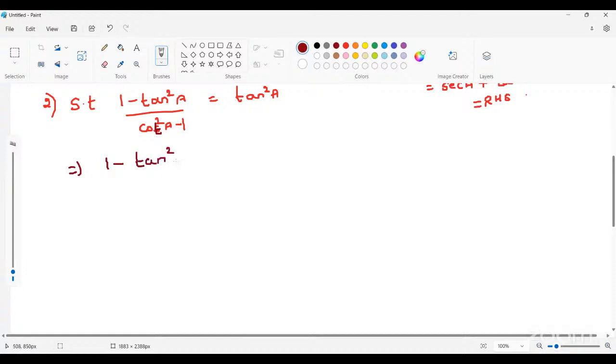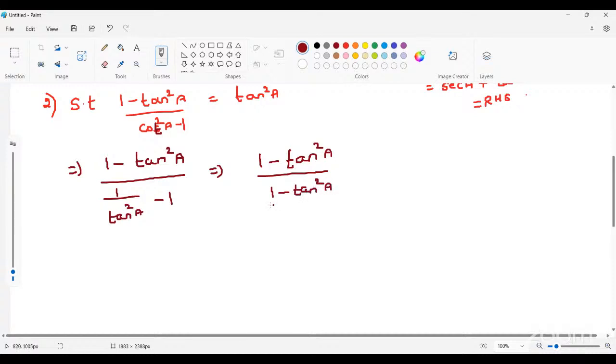1 minus tan square A by, what is cot square A? 1 by tan is cot, or 1 by cot is tan, isn't it? So 1 by tan square A minus 1. The next step, let us take LCM. 1 minus tan square A by 1 minus tan square A by tan square A. Very important step after this: 1 minus tan square A by 1 minus tan square A.